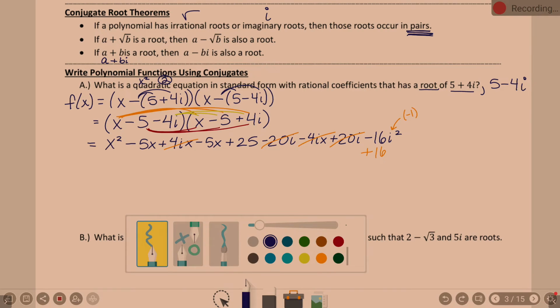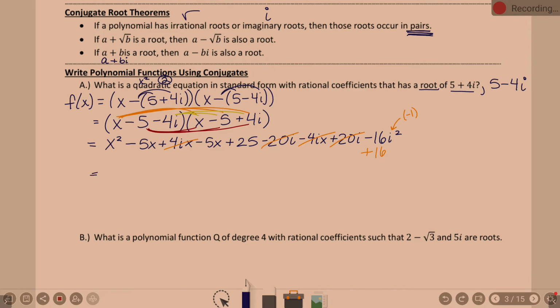Final line. I have an x squared, right? Minus 5x adds to minus 5x, which is minus 10x. Plus 25 adds to plus 16, which is plus 41.